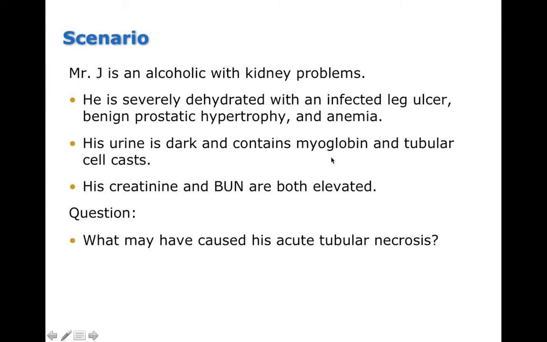Now, myoglobin in the urine may have come about from the fact that he had an infected leg ulcer, and this infected leg ulcer, if it's deep enough and starts to get into muscle, can end up causing too much myoglobin release into the blood, which can also damage your filtration membranes. But it can also be just the fact that he has an infection. If it's gone systemic, it may have traveled to the kidneys and also caused further inflammation within the kidneys itself. So in this individual, Mr. J, there's a whole wide variety of things that may have led to acute tubular necrosis.